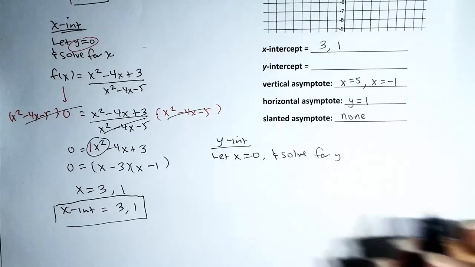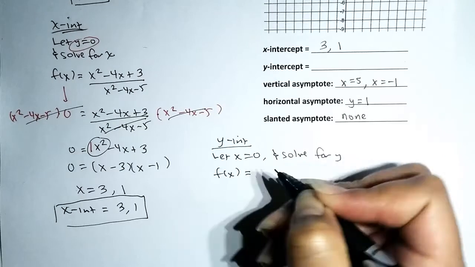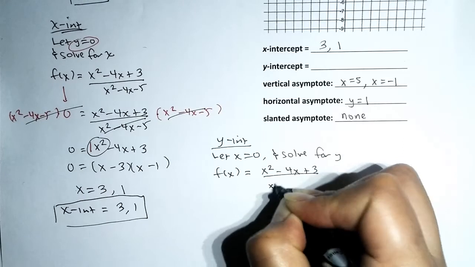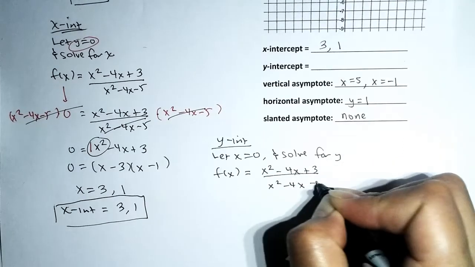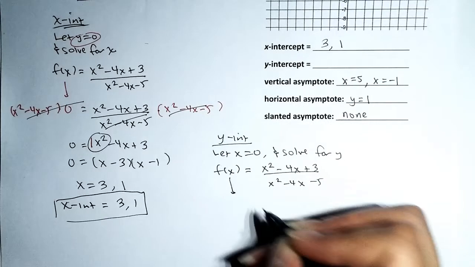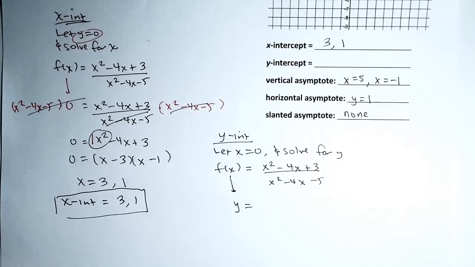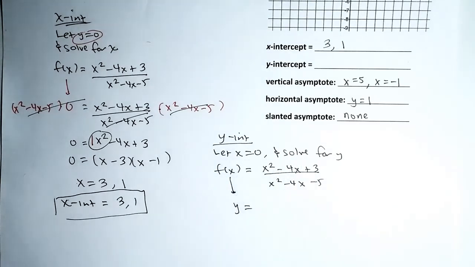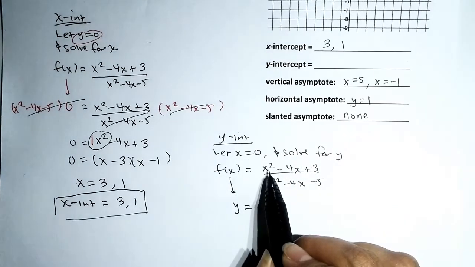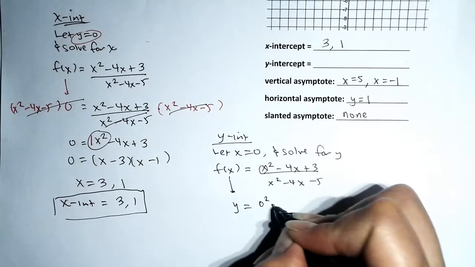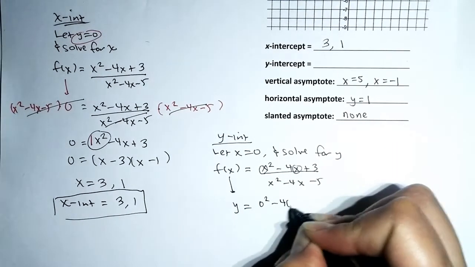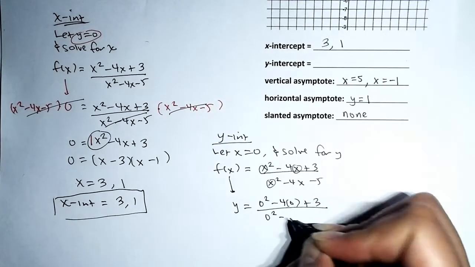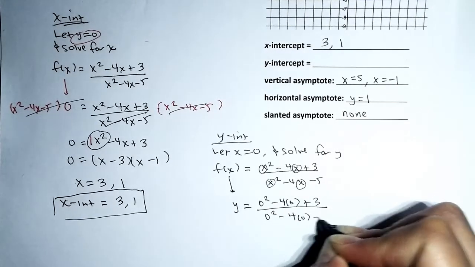Okay, so let's go ahead, start off by writing out the function. So we have f of x equals x squared minus 4x plus 3 over x squared minus 4x minus 5. I'm going to go ahead, replace f of x with y for old time's sake. So we're going to let x equal 0 and solve for y. Sorry, my accent gets in the way. Alright, so we have x squared, where x is 0, minus 4 times x, which is 0, plus 3, all over x squared, where x is 0, minus 4 times x, which is 0, minus 5.